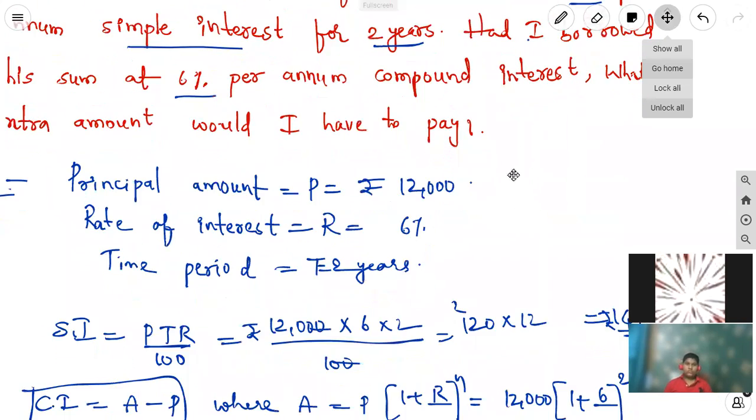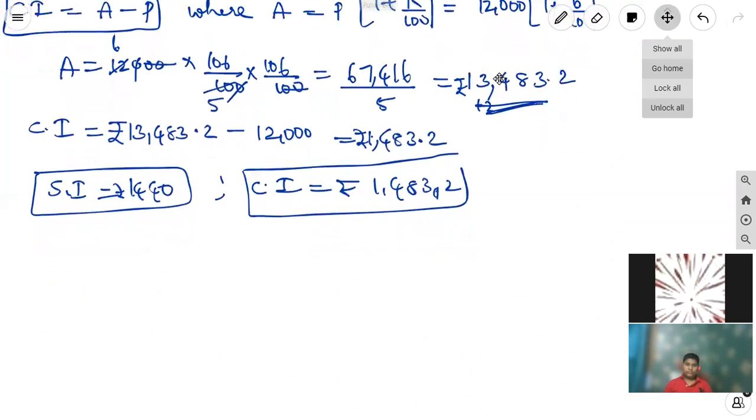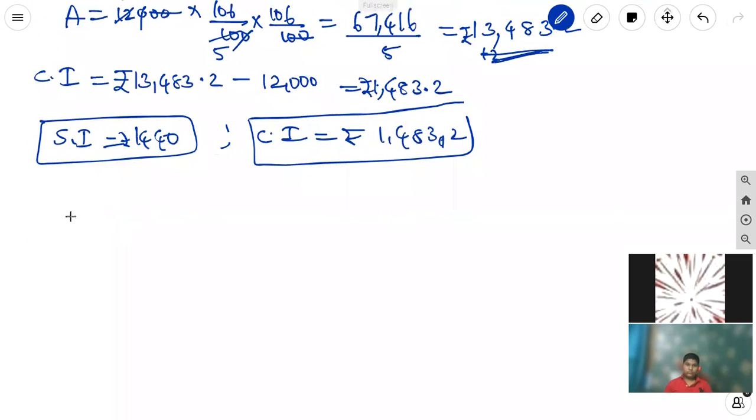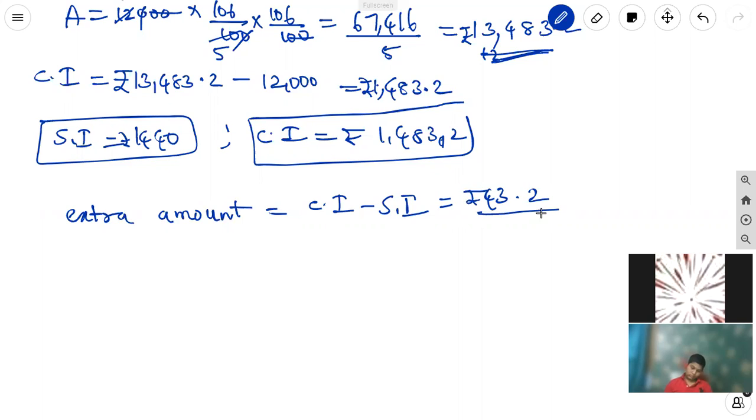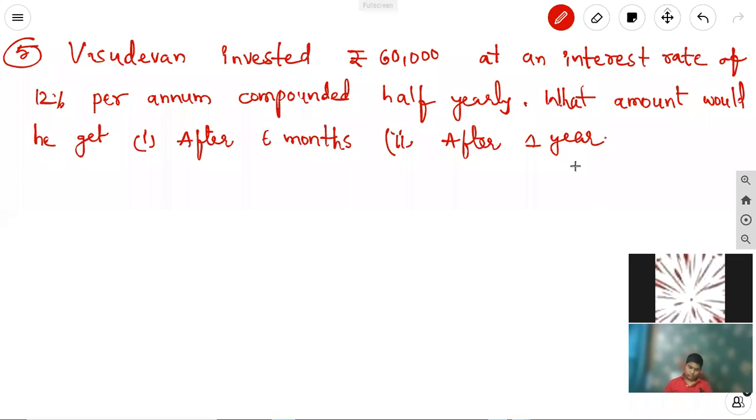What are they asking? What extra amount would I have to pay? The extra amount is equal to compound interest minus simple interest, that is equal to 43.2 rupees is the extra amount he should pay.